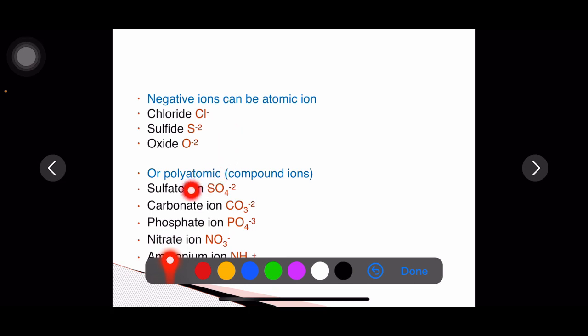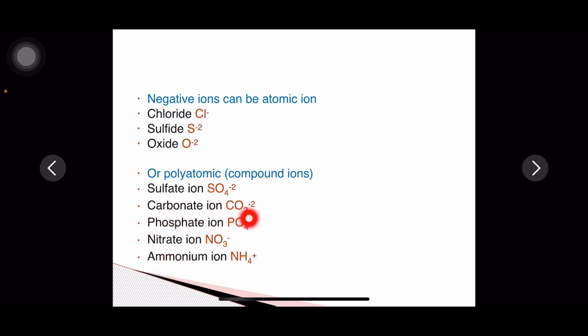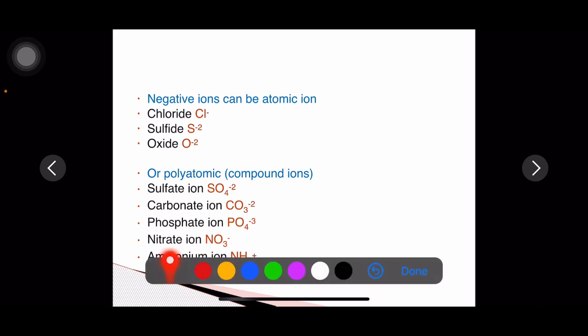But there are some combinations of atoms which are called polyatomic ions or compound ions, and these compound ions you have to memorize. Like sulfate ion is SO4 2-, carbonate ion is CO3 2-, phosphate ion is PO4 3-, nitrate ion and ammonium ion. These ions must be learned so that you can use them in the formula of ionic compounds.